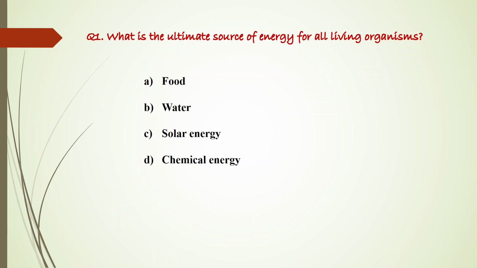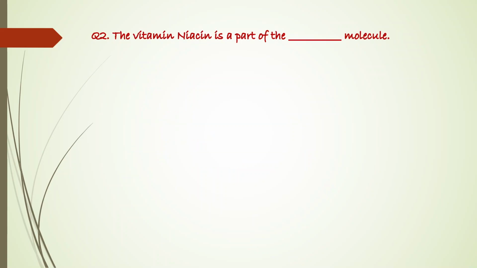For any of that to remain, the first thing that you need is solar energy. Without that, you will not be able to have any other things. So the ultimate source of energy for all living organisms is nothing but solar energy. It was just a general knowledge based question, so I will not spend much time on that. Okay, let's start with this one.